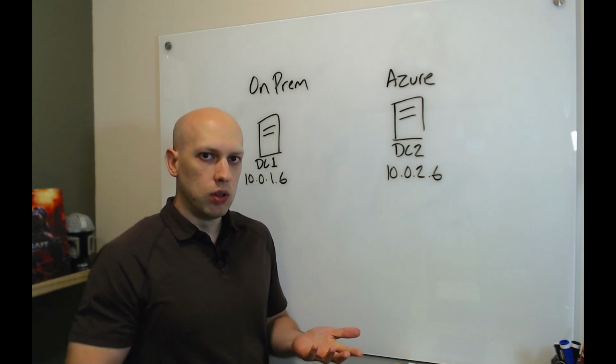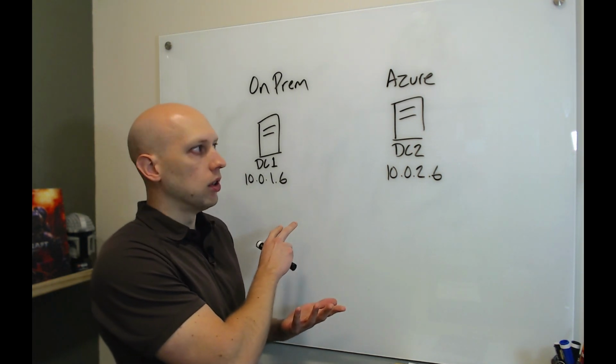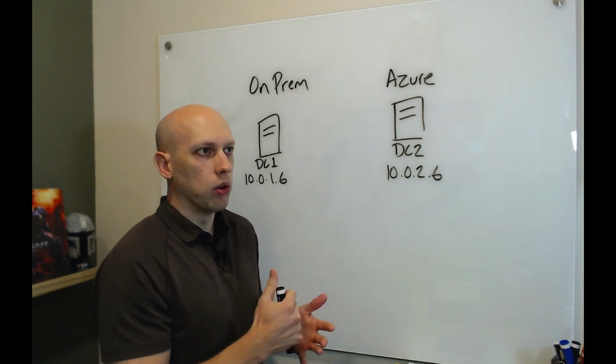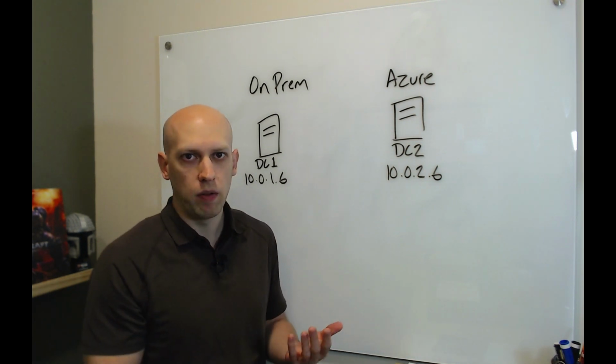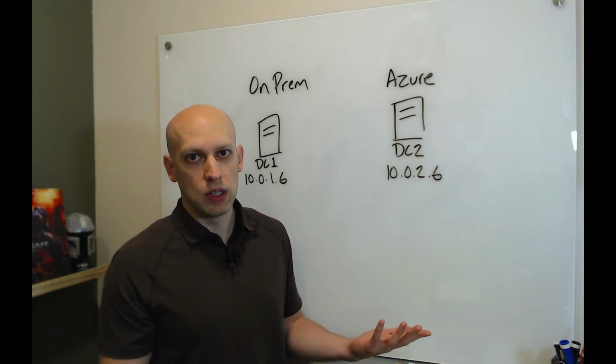So if you have this setup and you have a low speed VPN connection between the two, how would you prevent your on-premise workstations, your 200 clients or whatever, from sending traffic to your Azure DC and filling up your VPN pipe? Or you just don't want to use that bandwidth for that traffic at all. How do you isolate it? The answer is Active Directory sites.